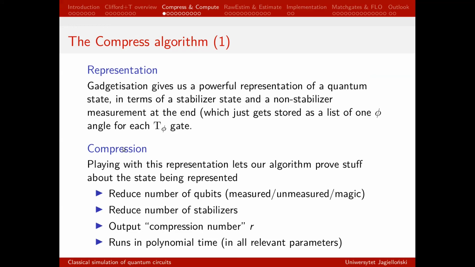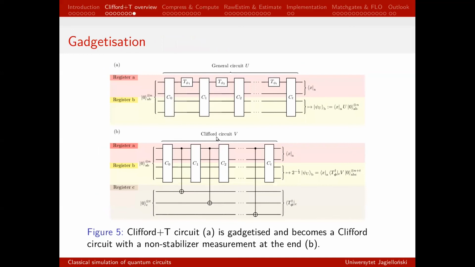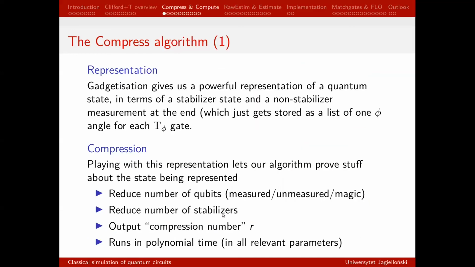This is one of the algorithms in our paper. What it does is it tries to reduce the number of qubits. So here I have 3 sections, and it tries to reduce the number of qubits in each section. It tries to reduce the number of stabilizers, which in some sense is replacing your state with a quantum state which is a mixed one over a few subspaces. We have this compression number R. I will talk a little bit about R later, but in some sense, R tells you how boring your quantum circuit is. And yeah, the compressed algorithm runs in polynomial time.